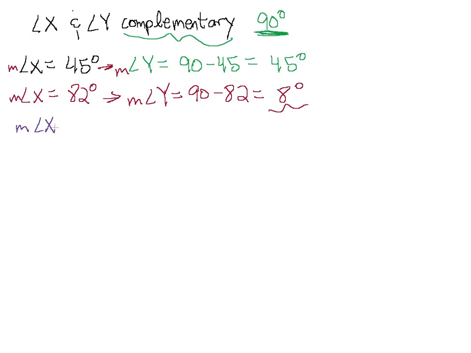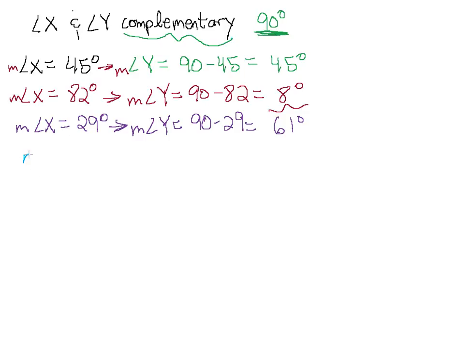Let's say the measure of angle X is 29 degrees. We want to know the measure of angle Y. The measure of angle Y is going to be 90 minus 29. And we know this because the two angles are complementary, so they should sum up to give us 90 degrees. So this will be 61 degrees. All right, let's do one more.